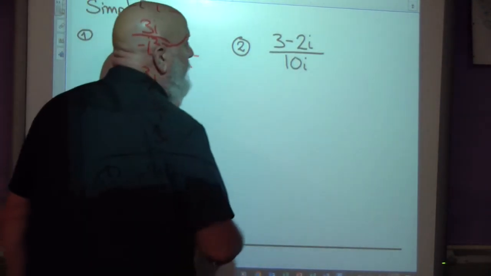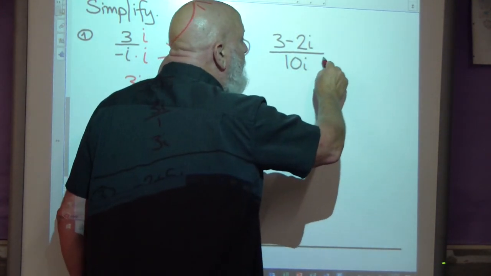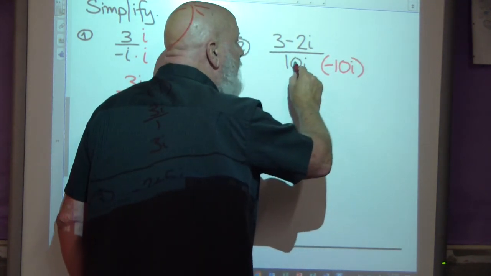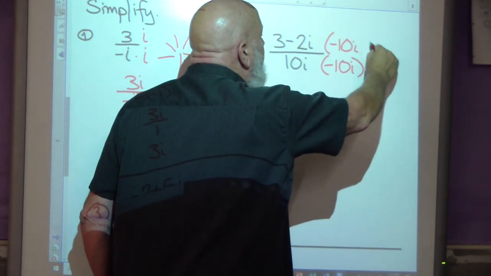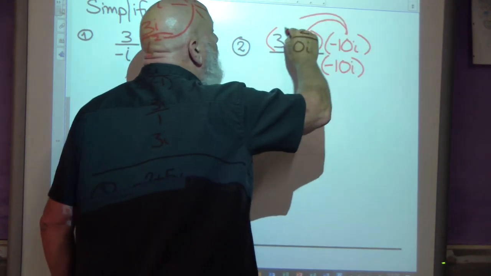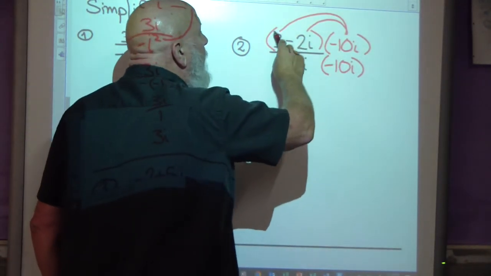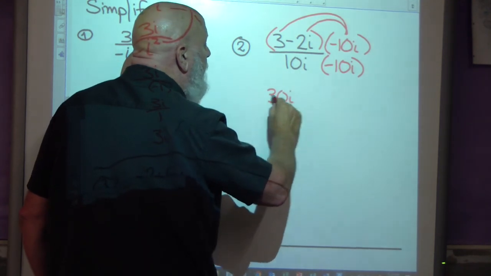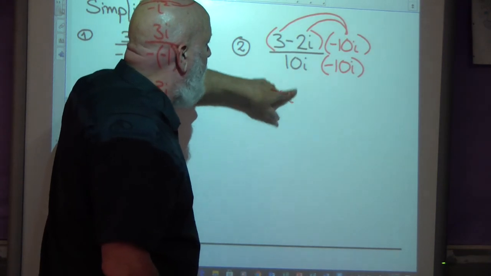If I look up here, I say, well, it's got an imaginary number in the denominator. I don't want that. So I'm going to multiply the top and bottom by the complex conjugate of the denominator. I'm going to multiply both by negative 10i. In the top, this is a binomial, so I'm going to have to distribute. This is going to be multiplied by both of these terms. So I'm rewriting negative 10i times 3, which is negative 30i.